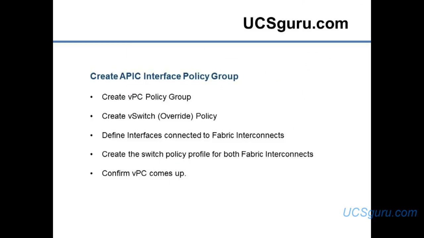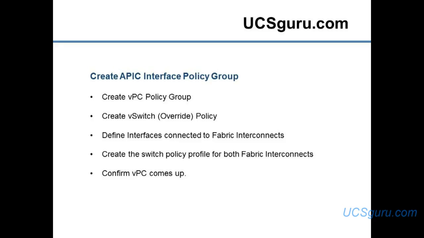So this is the next configuration we'll be doing. First off, we're going to create the VPC policy group, which represents each VPC and its configuration requirements. Then we'll set up the vSwitch policy or override policy. And as we mentioned earlier, that's basically to negate or override the VPC requirements between the FI and the leaf switches and override them with a more suitable policy for our vSwitch, the distributed virtual switch within the hypervisor.